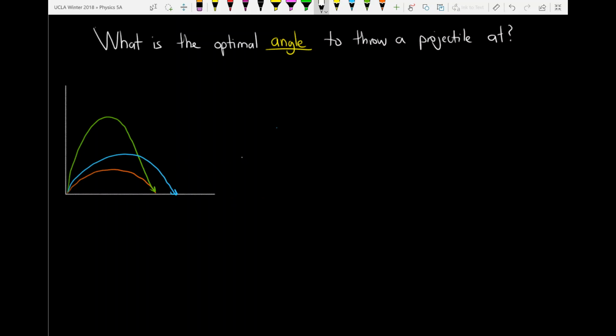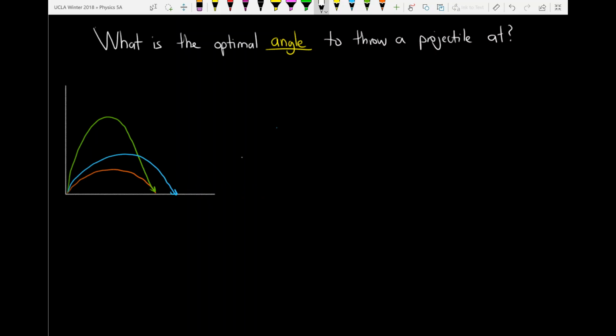All right, guys. So today I want to go over a really quick walkthrough of what the optimal angle is to throw a projectile to maximize the distance that it goes. Right. So how should I throw a ball to get it to go as far as humanly possible?